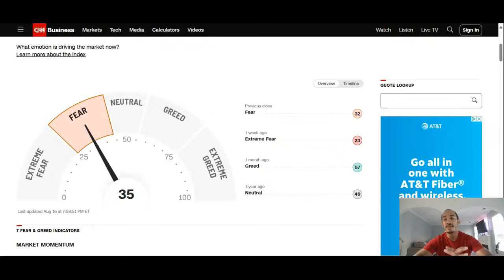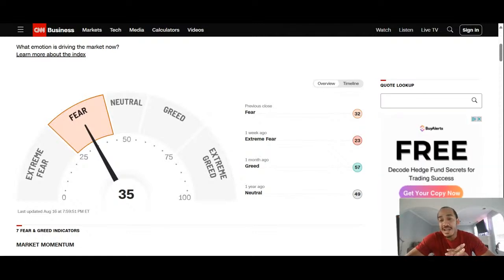With the fear and greed index, you want to be greedy when others are fearful and fearful while others are greedy. If you want to pull this up, just go in Google, type in fear and greed index, and this gives you the sentiment of the market, how buyers and sellers are feeling about the market, because the market is an environment of buyers and sellers.